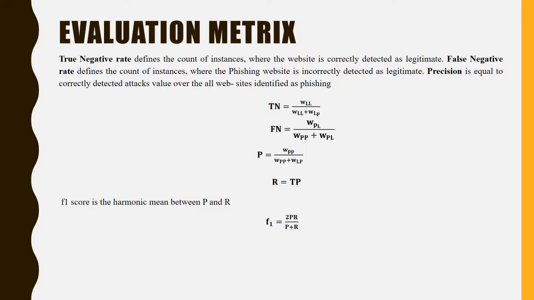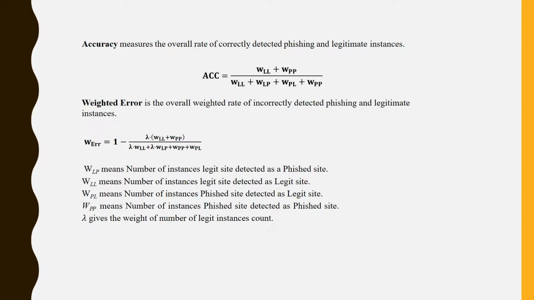As you can see, all the equations are shown here, and this is the F1 score, which is the harmonic mean between the precision and recall. The accuracy measures the overall rate of correctly detected phishing and legitimate instances, and the weighted error is the overall weighted rate of incorrectly detected phishing and legitimate instances. All the terminology is explained in this slide.